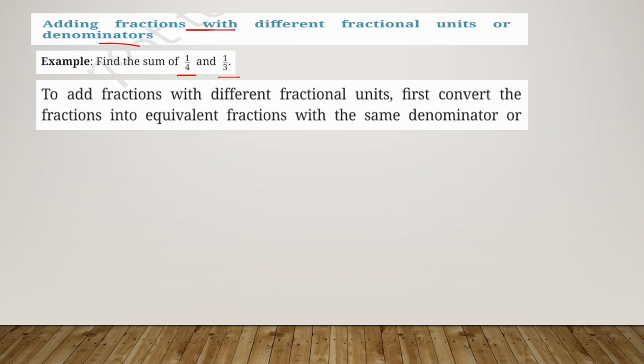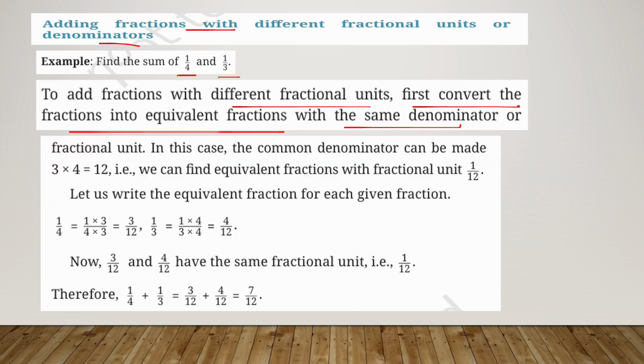To add fractions with different fractional units, first convert the fractions into equivalent fractions with the same denominator or fractional unit. So, to add fractions with different fractional units or with different denominators, what should we do? First, we have to convert the fractions into equivalent fractions with the same denominator or same fractional unit.